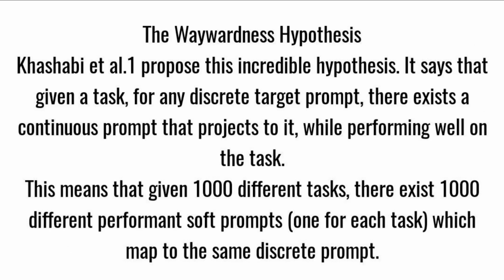The waywardness hypothesis. Khashabi et al. proposed this incredible hypothesis. It says that given a task, for any discrete target prompt, there exists a continuous prompt that projects to it, while performing well on the task. This means that given 1,000 different tasks, there exist 1,000 different performant soft prompts, one for each task, which map to the same discrete prompt.